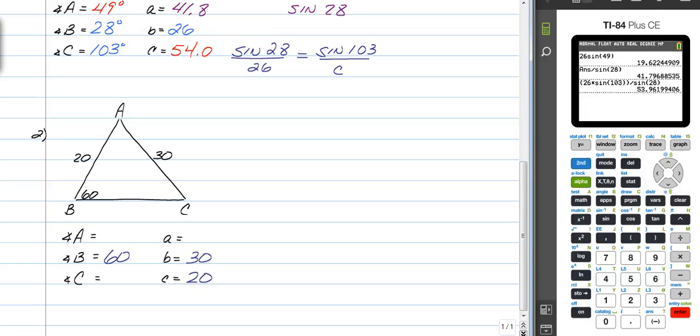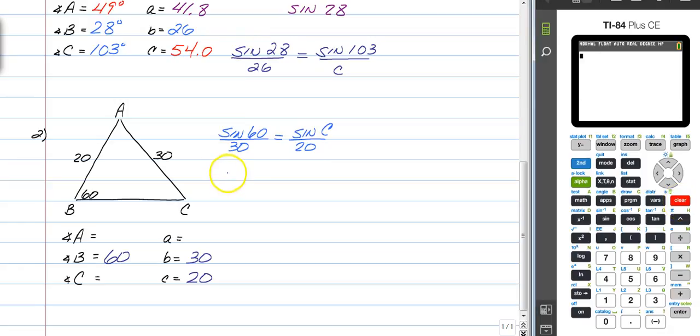So when we work with this, it's the exact same pattern, so it's the exact same setup. We're going to have the sine of 60 over 30 is equal to, in this case, we need to find angle C first, so this is going to be the sine of angle C over 20. So again, same setup, but solving for C is a little bit different this time. We're still going to cross multiply. That's going to give us 20 times the sine of 60 is equal to 30 sine C.